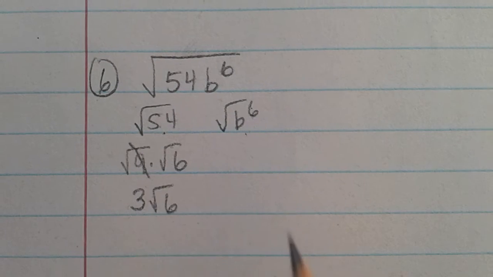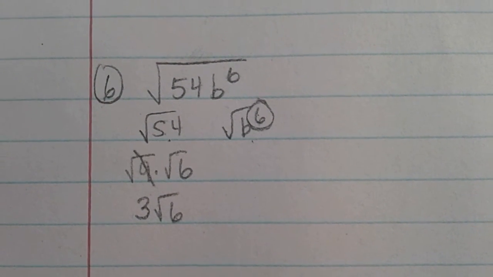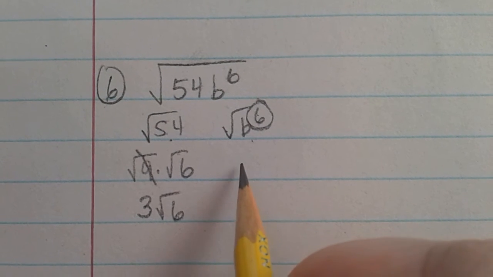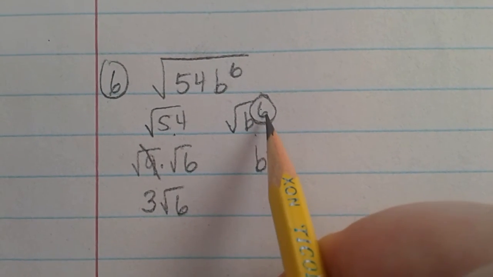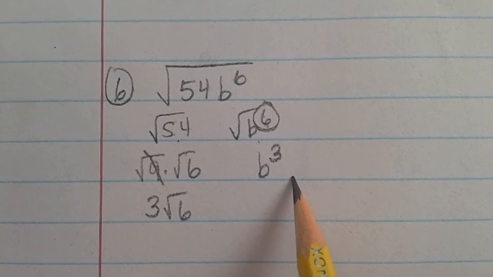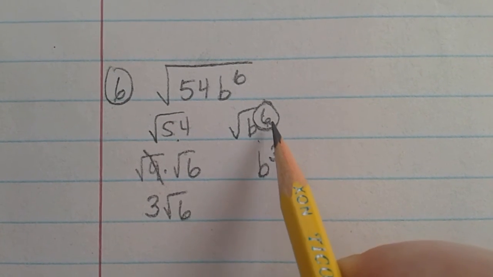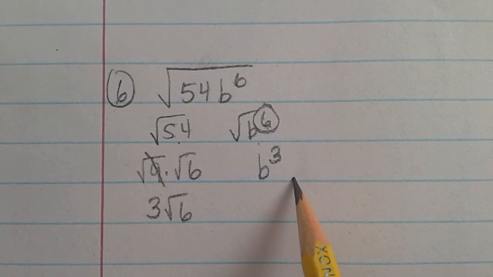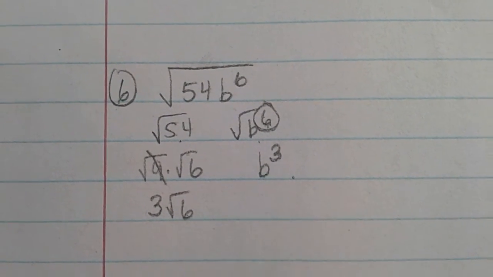Now I'm moving to the variables. The trick is to take this exponent and divide it by 2. 6 divided by 2 equals 3. So this piece equals b to the third. If you could not divide this by 2 evenly, then you would have a square root of b left over if this exponent was odd. But if this exponent is even, you're never going to have a square root for this part of your answer. So 6 divided by 2 equals 3.